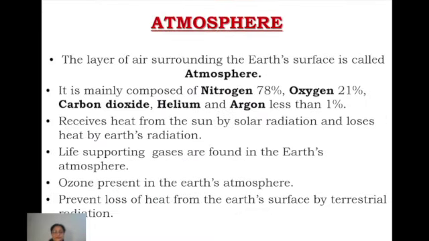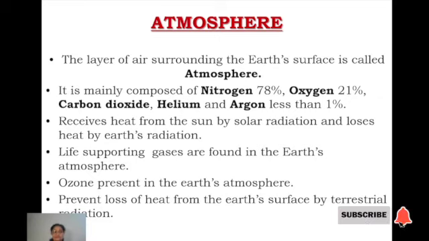Now regarding atmosphere, first of all, what is atmosphere? The layer of air which is surrounding the Earth's surface is called the atmosphere. Now related to atmosphere, a few important things are there. It is mainly composed of nitrogen, oxygen, carbon dioxide and many such inert gases, water vapor and all. And basically in large amount nitrogen is present. You can see 78% of nitrogen, oxygen is 21%. Rest of 1% is actually composed of all the other gases.